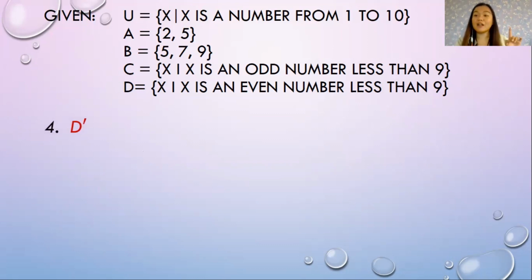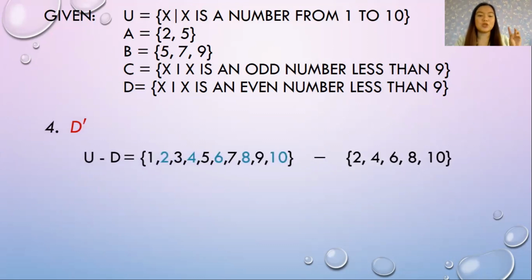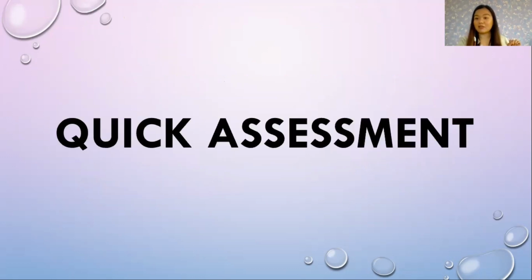Last, let's have D complement. So, U minus D, ang ibig sabihin ng D complement. So, again, yung universal set is 1, 2, 3, 4, 5, 6, 7, 8, 9, 10, minus 2, 4, 6, 8, which are the elements of D. So, tanggalin natin yung 2, 4, 6, 8, 10 dyan. At yung matitira lamang ay 1, 3, 5, 7, 9. Therefore, the complement of set D is 1, 3, 5, 7, 9.